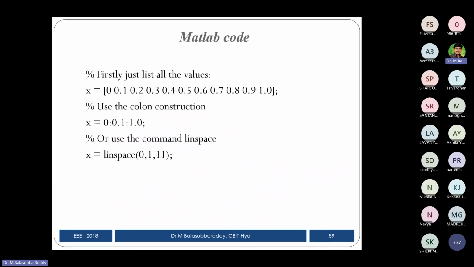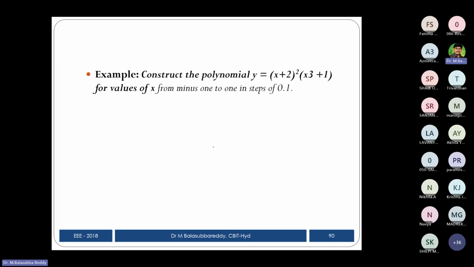I will show that also. You can see the first one is directly entering 0, 0.1, 0.2 and so on up to 1. The second one is a colon construction, that is 0 colon 0.1 colon 1.0: starting value, ending value, incremented by 0.1. Similarly, the other is linspace: we can use linspace 0 to 1 and the total number of values is 11. That's why we write 0 to 1 and how many numbers there will be. This is the way.